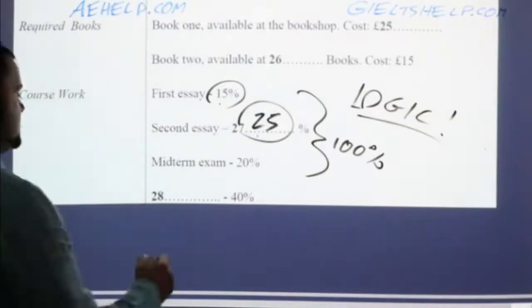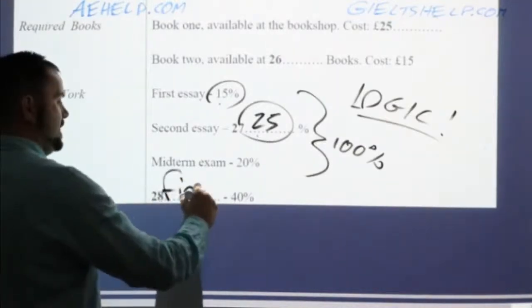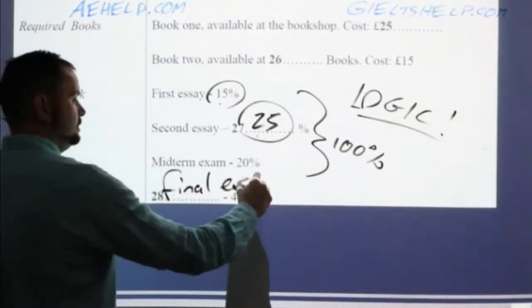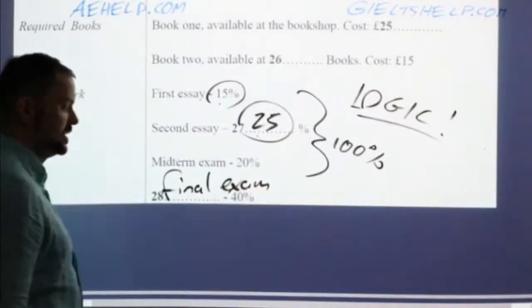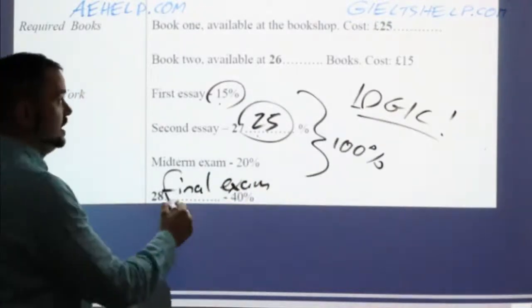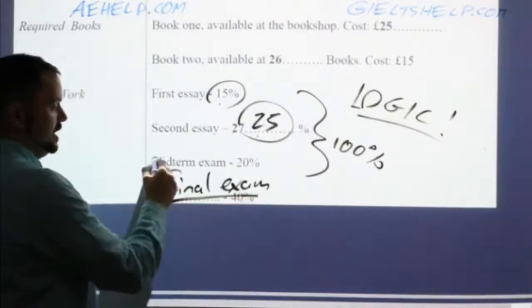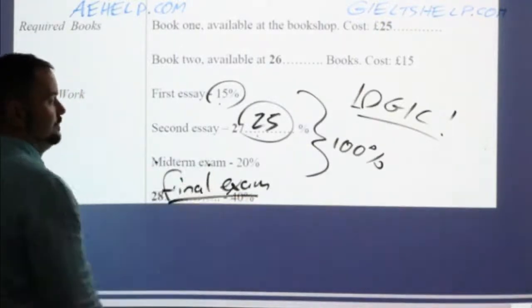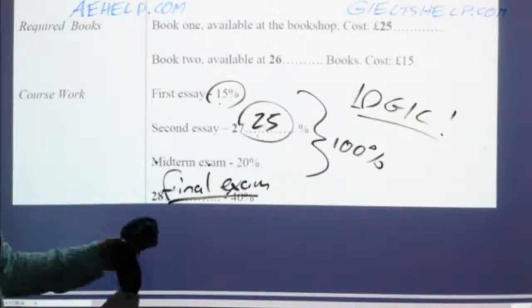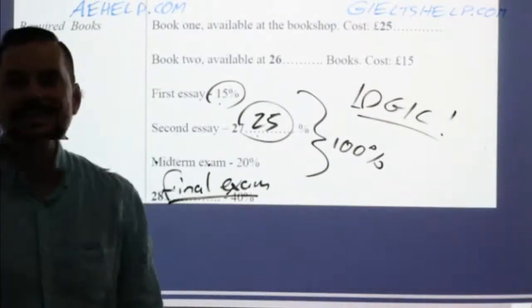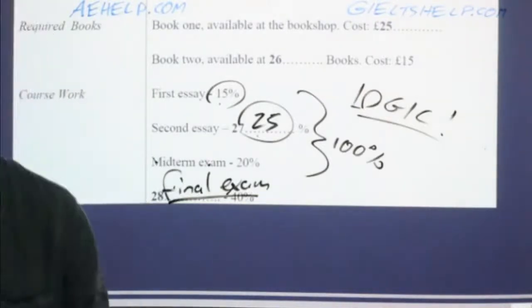28 is final exam, yeah. And both words are needed. Okay, final is not enough. Exam is not enough. You need final exam. Midterm exam, final exam. Okay, final what? Final paper, final essay? No, final exam. Very good, Carolina. Nicely done.